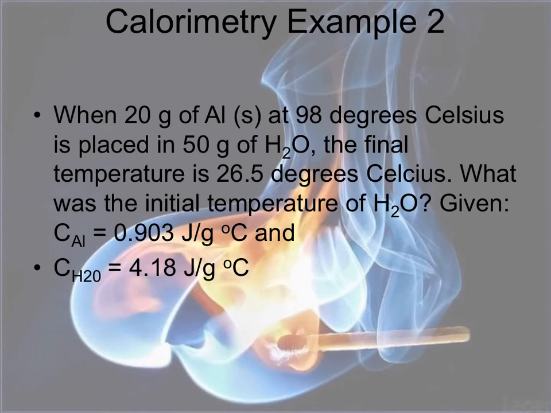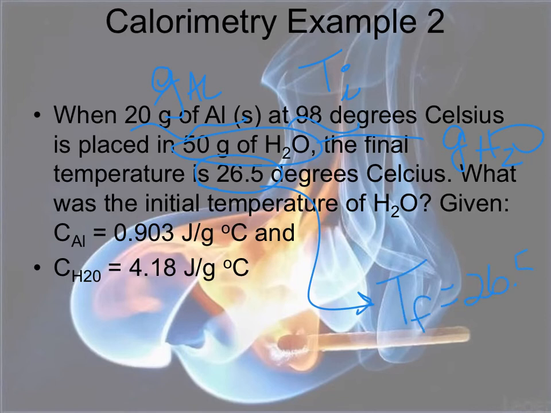And here it is. This time we're going to use 20 grams of aluminum. We're going to put it in at the initial temperature. So you might want to just make a note. So here's the grams of aluminum. This is temperature initial for aluminum. 50 grams of water. Okay, so that's grams of H2O. That's our surroundings. The final temperature is 26.5. That's a big help, right?